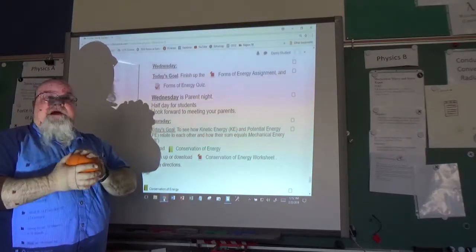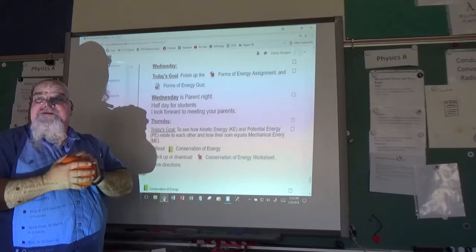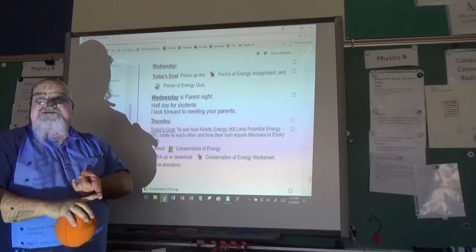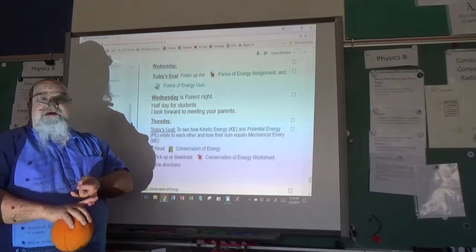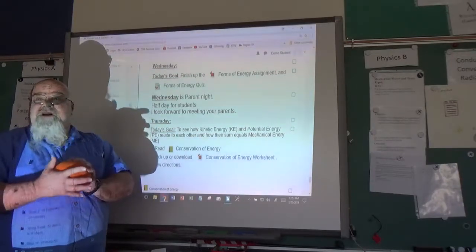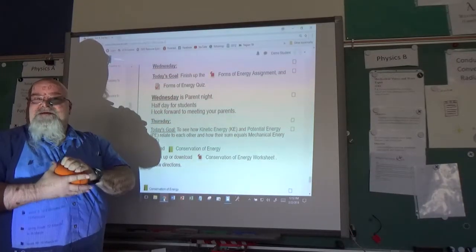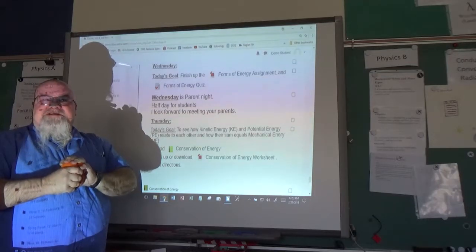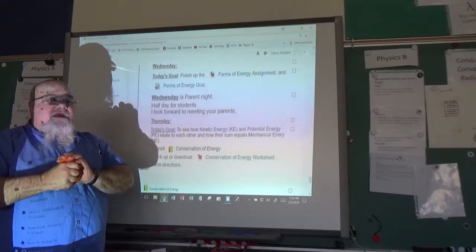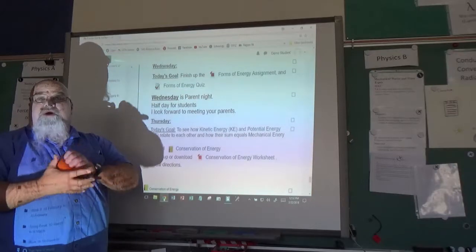On the last assignment, a lot of people missed points because they didn't put the correct units or they didn't show their work. If you just write down a number, I'm only going to give you half credit for it, even if you have the right answer. Questions? Okay, so you have a mechanical energy worksheet to work on today.